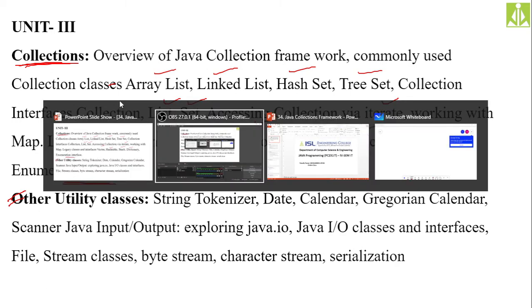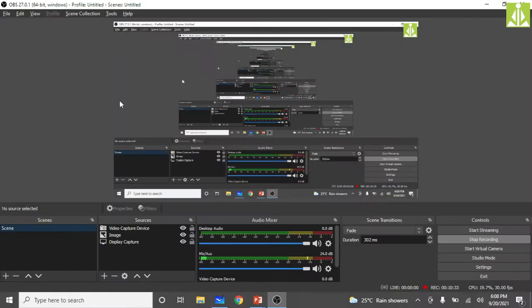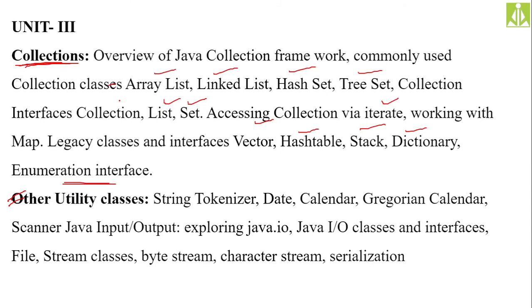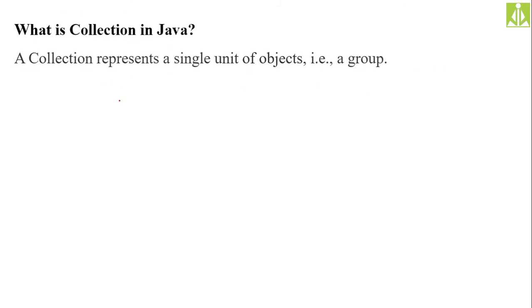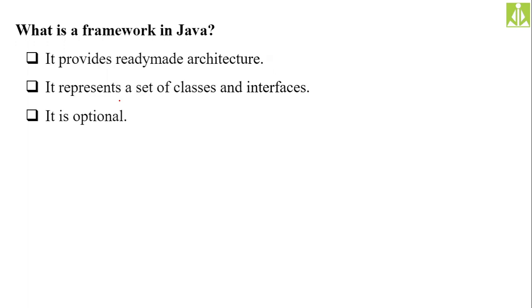Okay, so quickly, what is a collection in Java? Already I said it is a group. It will be represented like a single entity or a single unit of objects. A collection represents a single unit of objects, that is like a group. This is a collection. And what is a framework in Java?